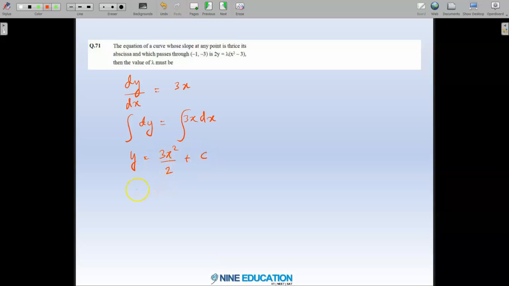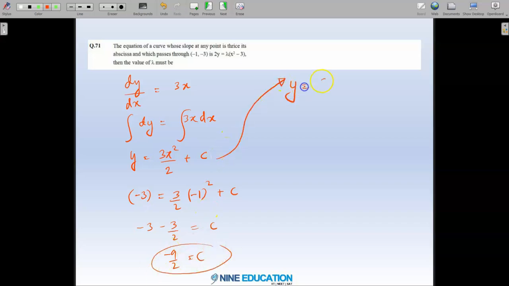Now in this equation, since it is already given in the question that the y coordinate is minus 3 when the x coordinate is minus 1, we can say 3 by 2 times minus 1 whole square plus c. So it is minus 3, and minus 3 by 2 minus 3 by 2, that is equal to c. So it is minus 9 by 2, that is the value of c. So the equation of the curve is actually y equals 3 by 2 x square minus 9 by 2, which basically means 2y is equal to 3x square minus 9. So I can take 3 common and write x square minus 3. So in place of lambda, you can see we are having the number 3. So the answer for this question is 3.